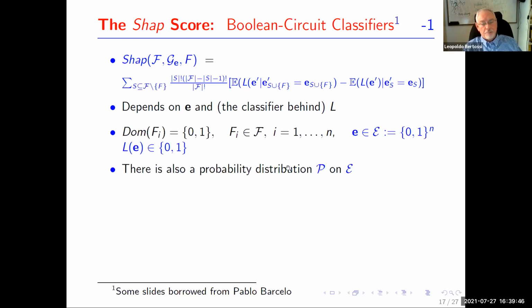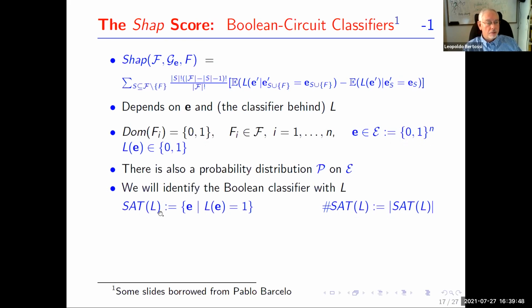There is an underlying probability distribution that I'm not going to mention for the moment. And then we consider these two problems. We will identify the Boolean classifier L with the set it defines, so SAT of L is the set of all the entities that get the value 1.